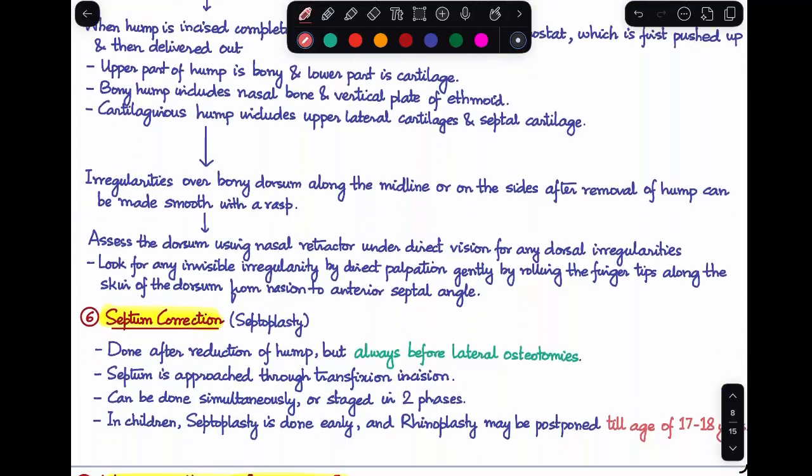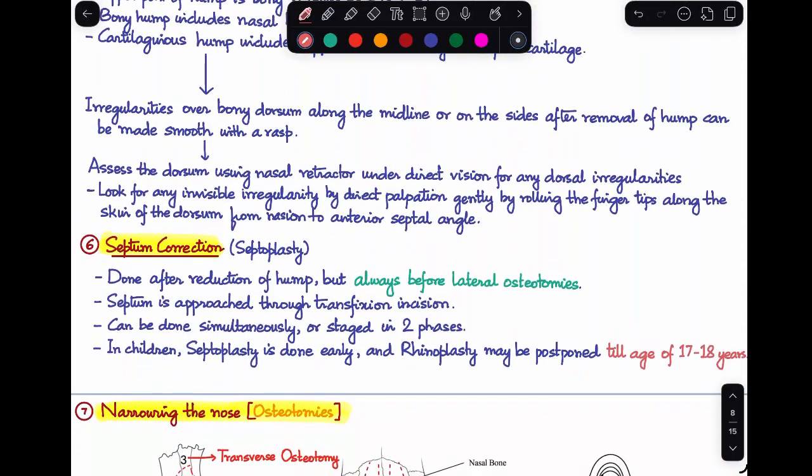After hump removal, the next step is optional. If in your patient you need to perform a septoplasty, if there is a septal deviation, in that case, right after reduction of the hump, we do the septoplasty. It is important to remember that septoplasty needs to be done always before performing any lateral osteotomy, which will be our next step where we narrow the nose with the help of osteotomies.